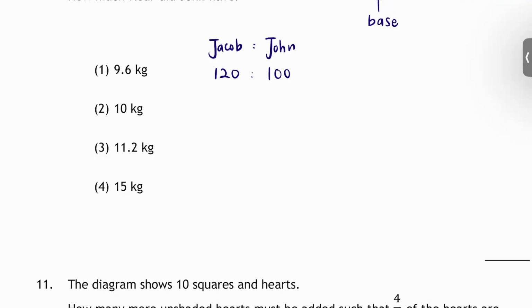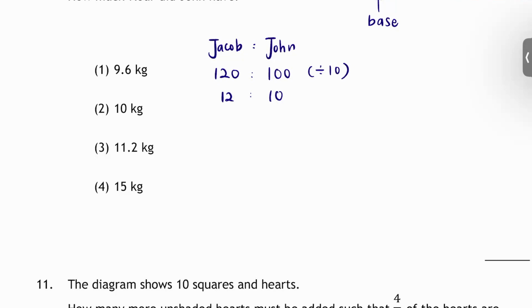So when we write in terms of ratio, this is what we get. So all this means is that Jacob had 12 kg of flour. So you can either reduce this to its simplest form or immediately convert Jacob to 12. That means you're dividing by 10. So John will be 10. So 12:10. John will be 10 kg.